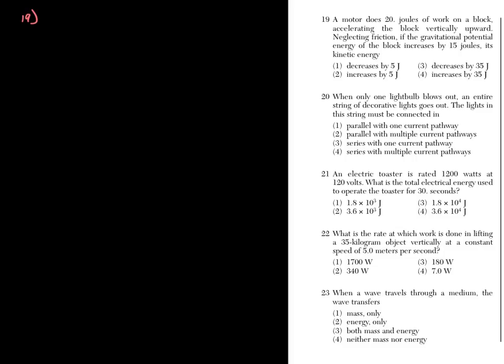Alright, number 19, a motor does 20 joules of work accelerating the block vertically upward. The block's gravitational potential energy increases by 15 joules. We're looking for the kinetic energy. So work is 20 joules, potential energy is 15 joules, and kinetic energy we don't know. How much does it go up by?